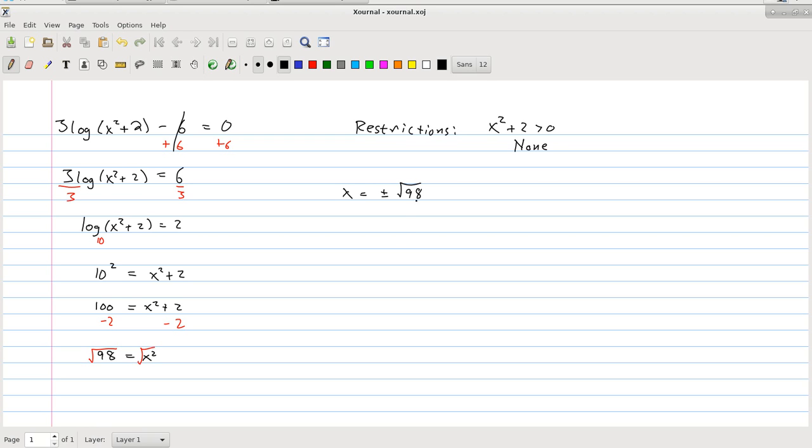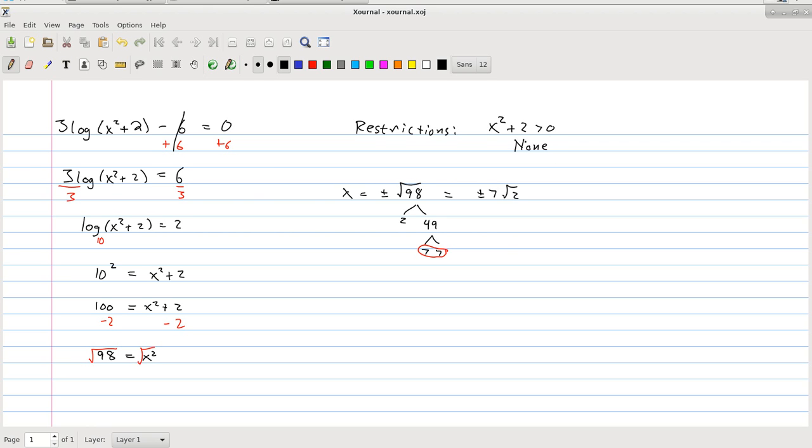Now to simplify, this 98 can be broken apart. 98 is 2 times 49. 49 is 7 times 7. So I see we've got a pair of 7s. We've got 7 squared inside the radical. So we can bring this out as plus or minus 7 radical 2.